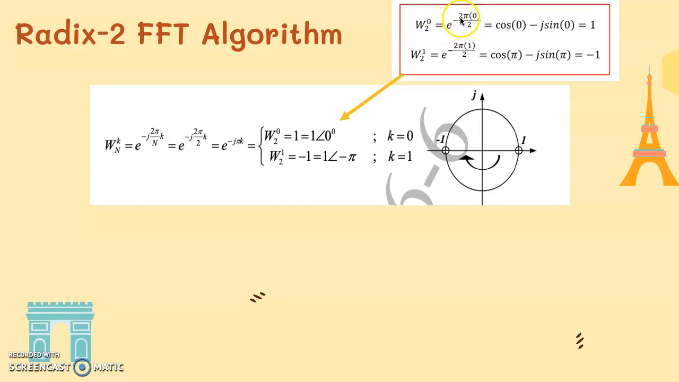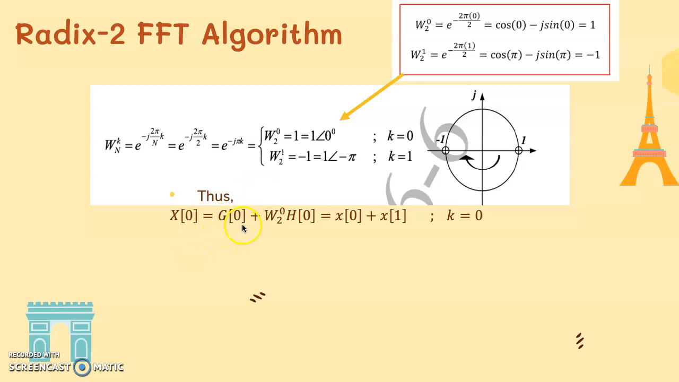So e^(-j2π/2 · 0), k is 0. So cos 0 minus j sin 0. So this is Euler's equation, it becomes 1. And W_2^1: e^(-j2π·1/2) becomes cos π minus j sin π, it becomes minus 1. So that's why the values are 1 and minus 1.